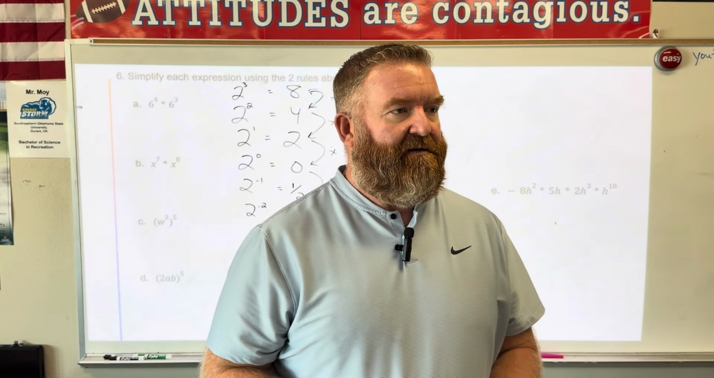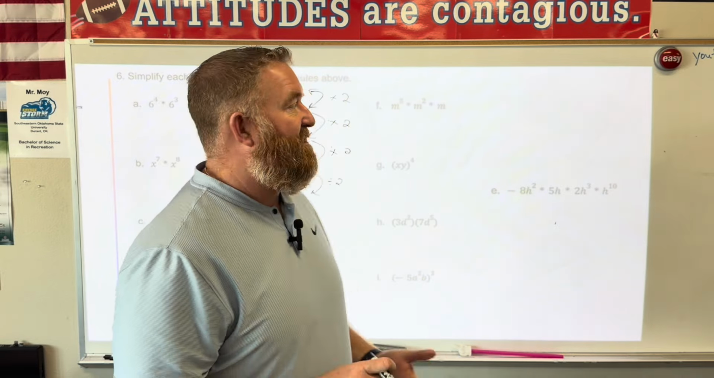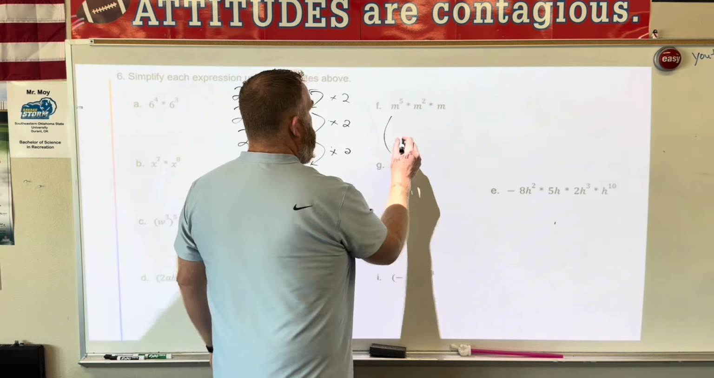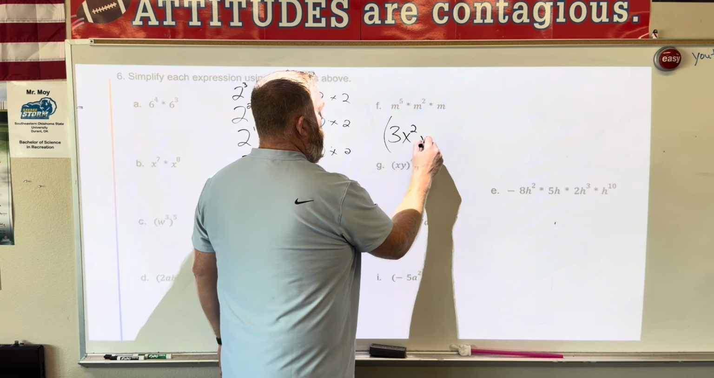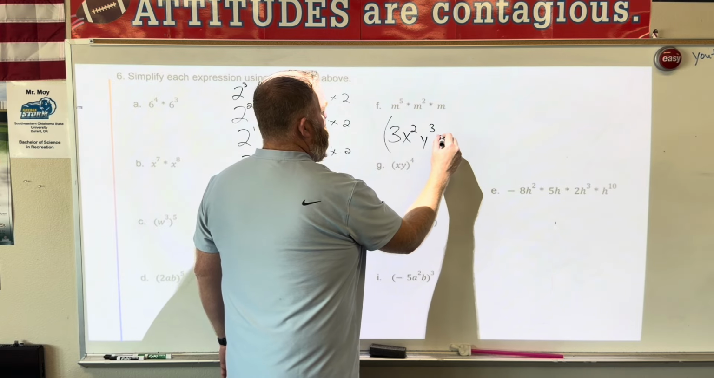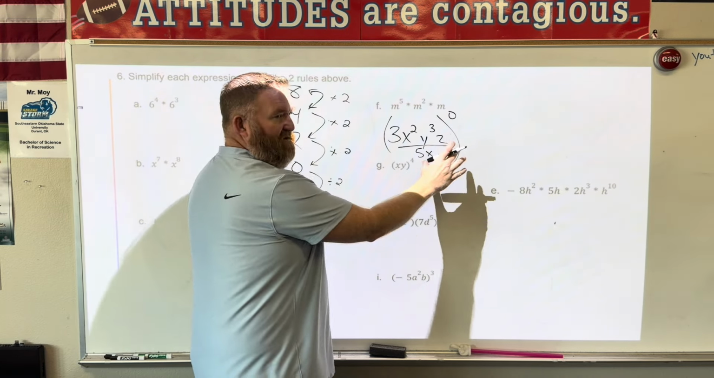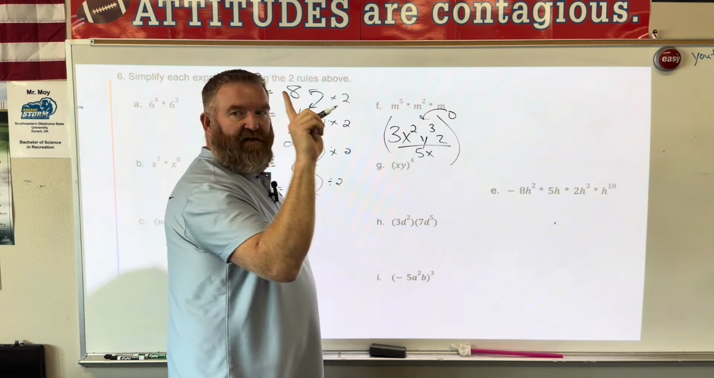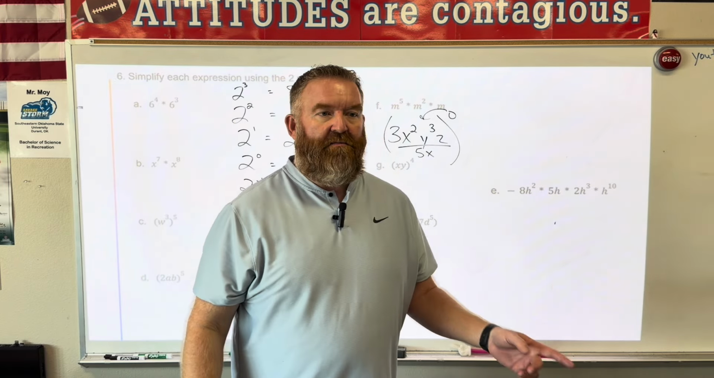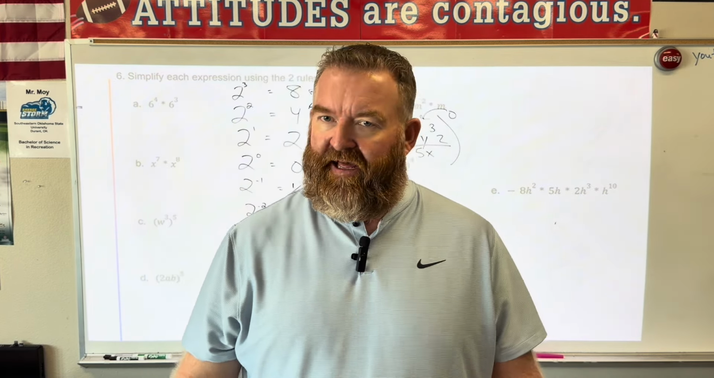I see a lot of nodding. Do you understand that now? So it doesn't matter what it is. It could be a big, huge 3x squared y to the third, z over 5x to the 0 power. If the 0 power is on the outside, the entire thing is 1. The entire thing is 1. Just so that you're aware of that.